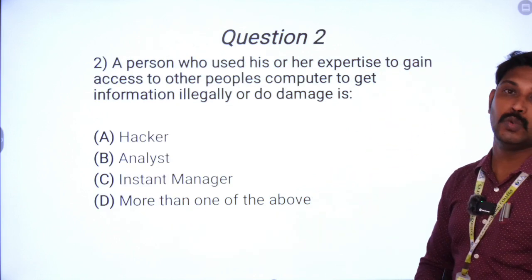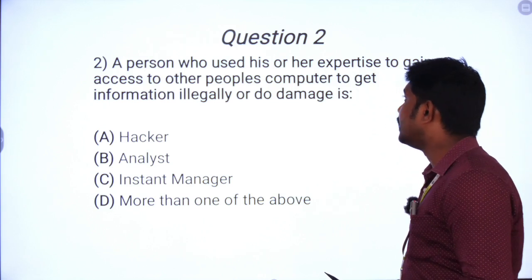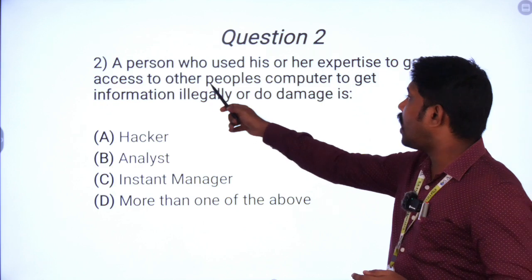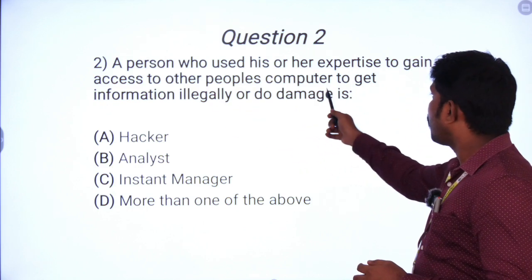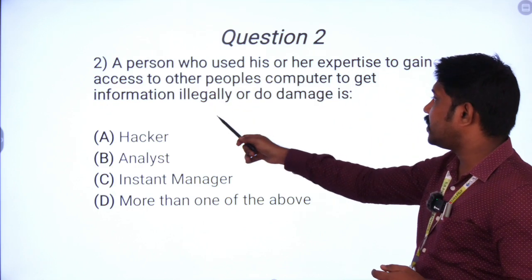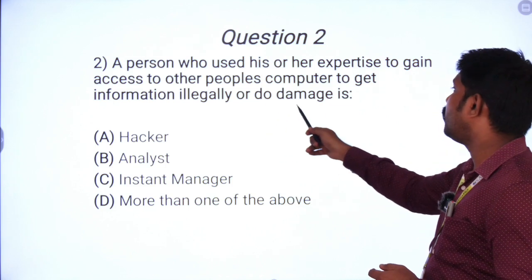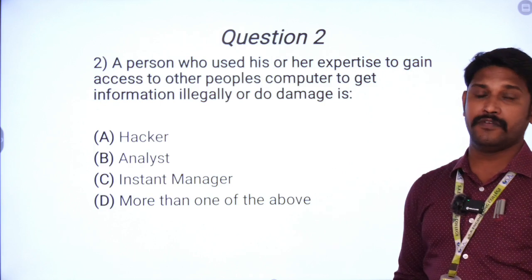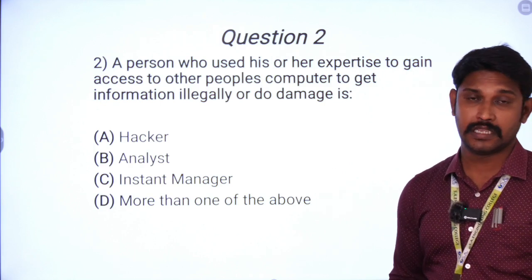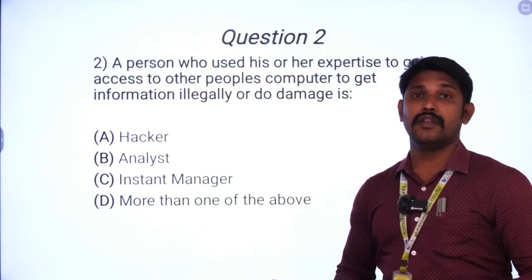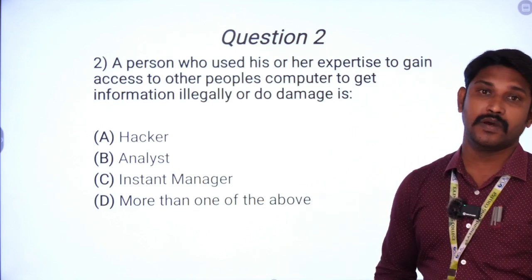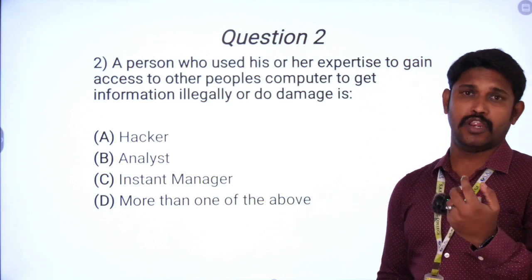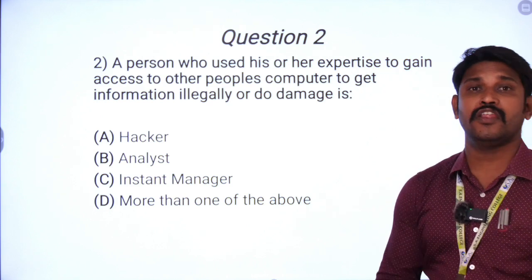So question number 2, a person who uses his or her expertise to gain access to other people's computers to get information illegally or to do damage. So as I told you, in a network we are dealing with multiple resources. So maybe some unauthorized person can access your network, they can damage your information, or they can remove your information, or they can modify the information.